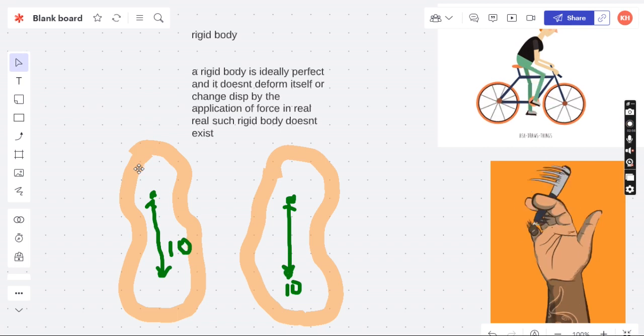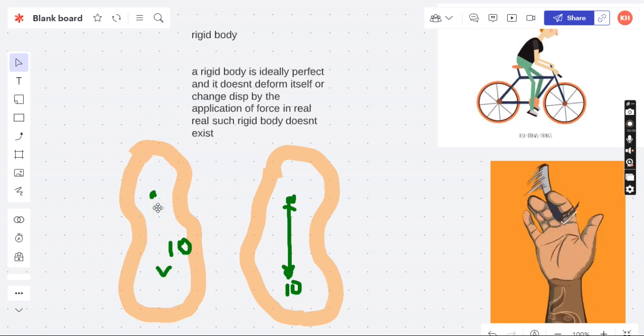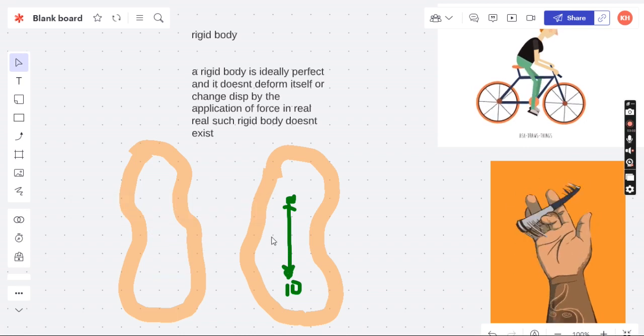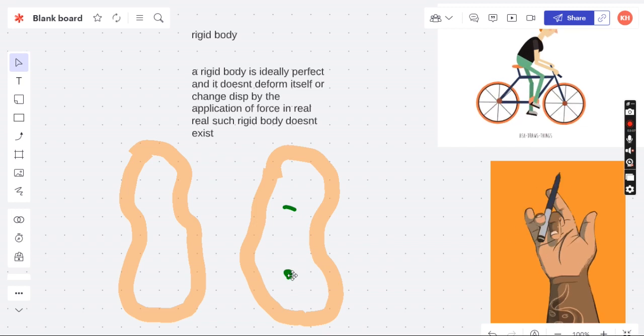Here, let's go back. Let's pause it a little more. Okay, let's move it here. So discuss the next part here.